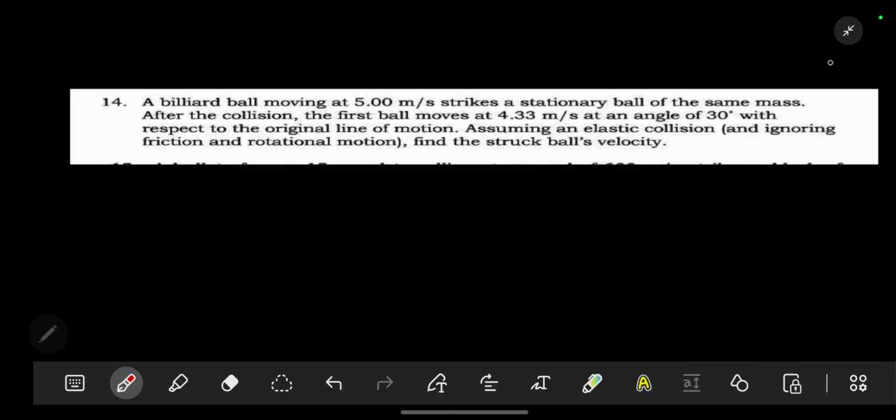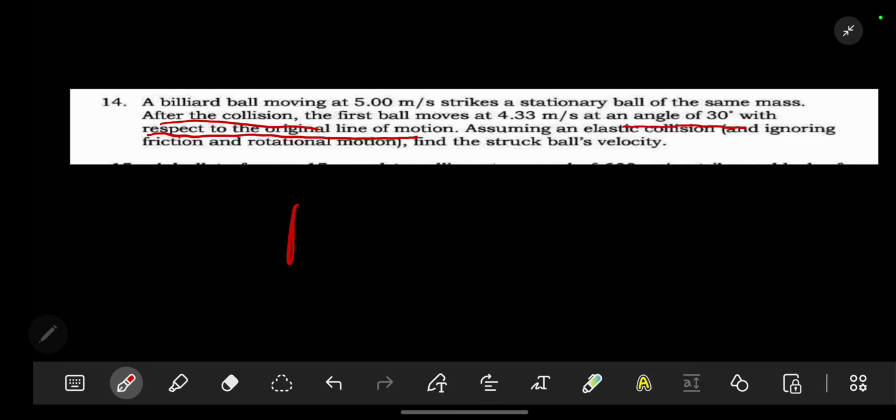Our last question. So we have a billiard ball moving at 5 meters per second that strikes a stationary ball of the same mass. After the collision, the first ball moves at 4.33 at an angle of 30 degrees with respect to the original line of motion. Assume an elastic collision, ignoring friction and rotational motion. Find the struck ball's velocity.